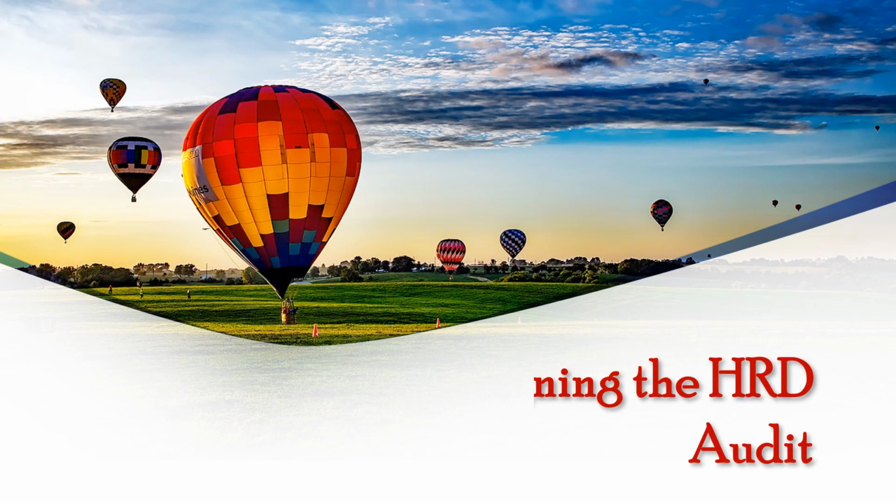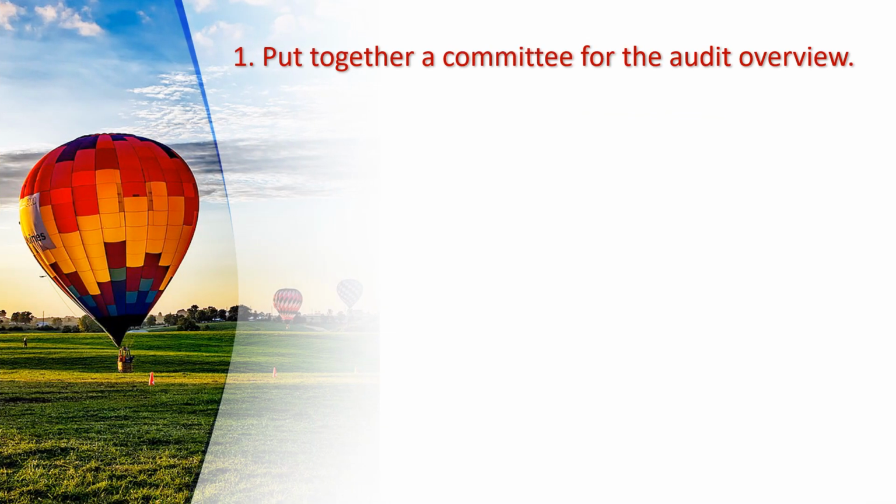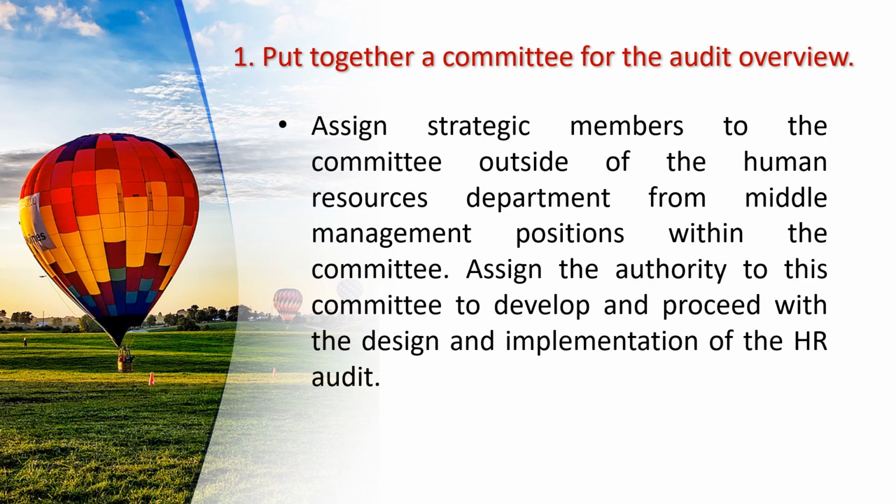And for the steps in designing the human resource department audit, the first one is put together a committee for the audit overview. Assign strategic members to the committee outside of the Human Resources Department from middle management positions. Assign the authority to this committee to develop and proceed with the design and implementation of the human resource audit.